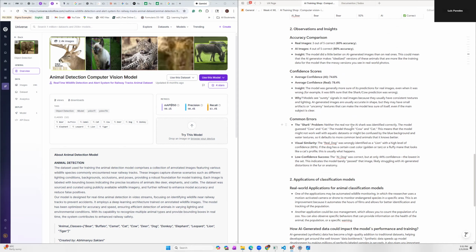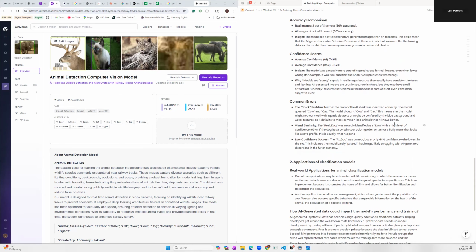Neither the real nor the AI shark was identified, so I could say that the model might not work well with aquatic data sets, or might be confused by the blue background or the water textures that the image has. So by default, it takes the more common land animals to represent this failure.